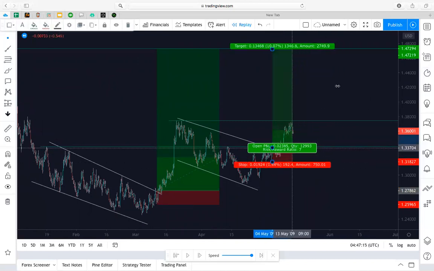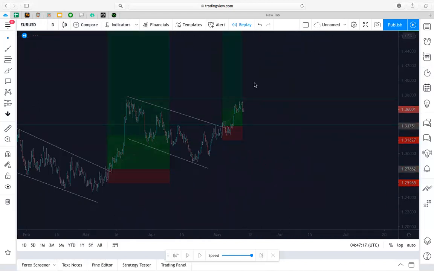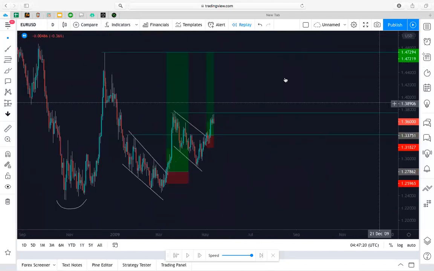So I'm going to bring this in closer. Let's go back to the daily time frame and let's keep price moving and see what happens after this.